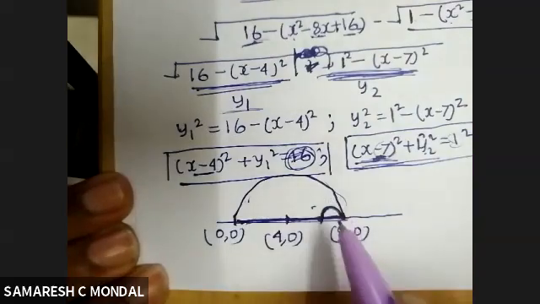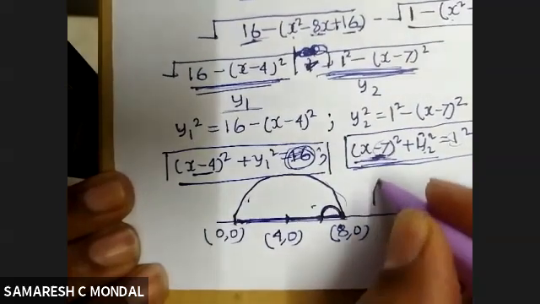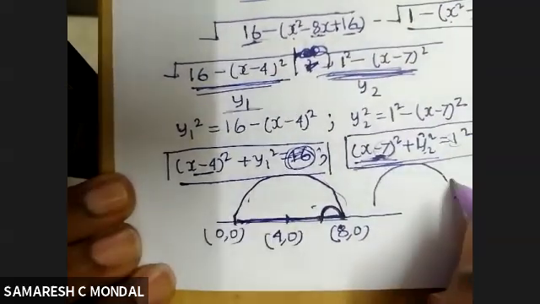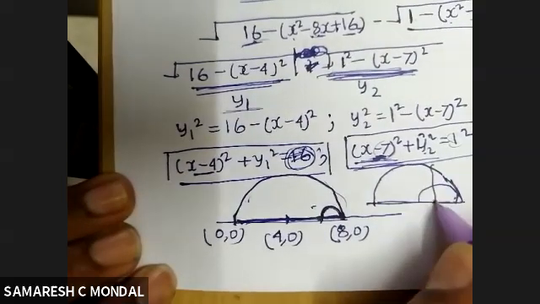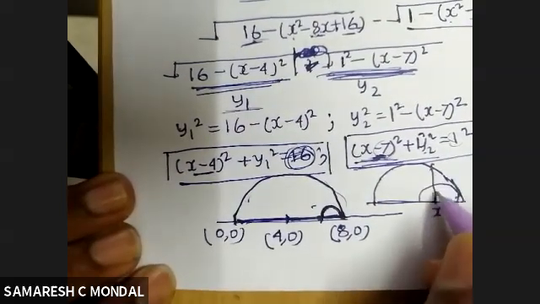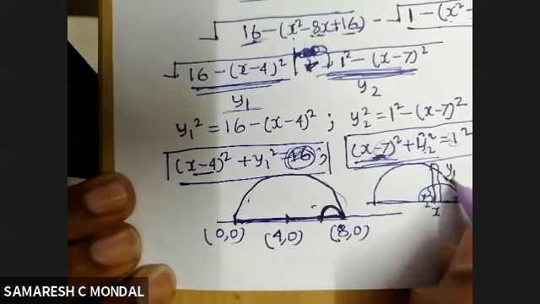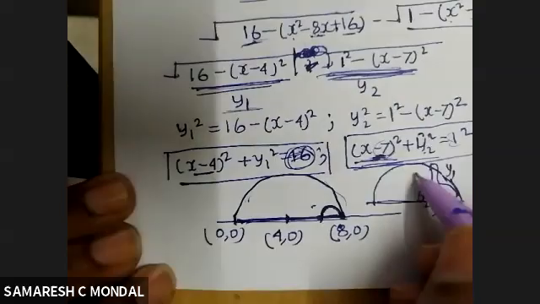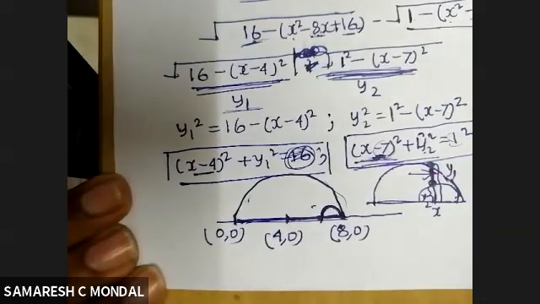So for the same value of x, you need to find y1 minus y2. That's it. I drew it. Here, if you take the same value of x, this is y2 and the bigger one is y1. So you need to find out this difference, y1 minus y2. This difference you need to find out, y1 minus y2.